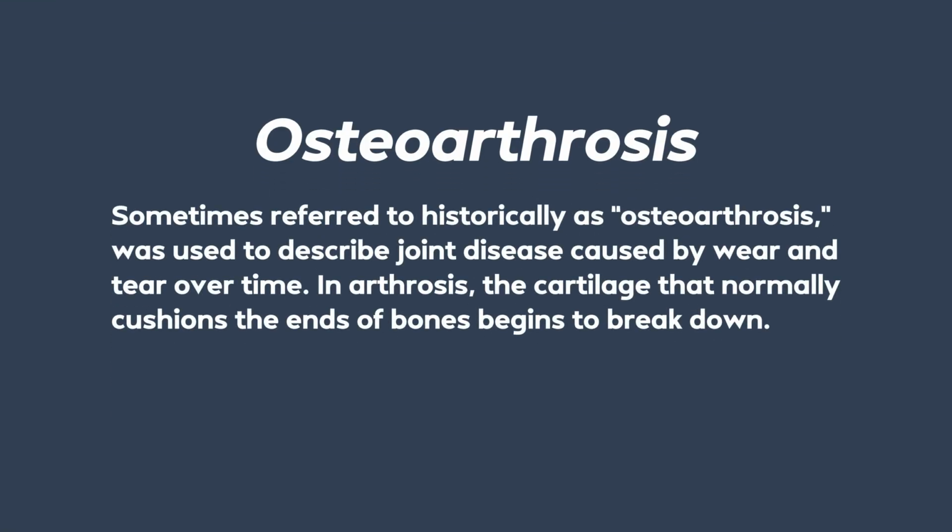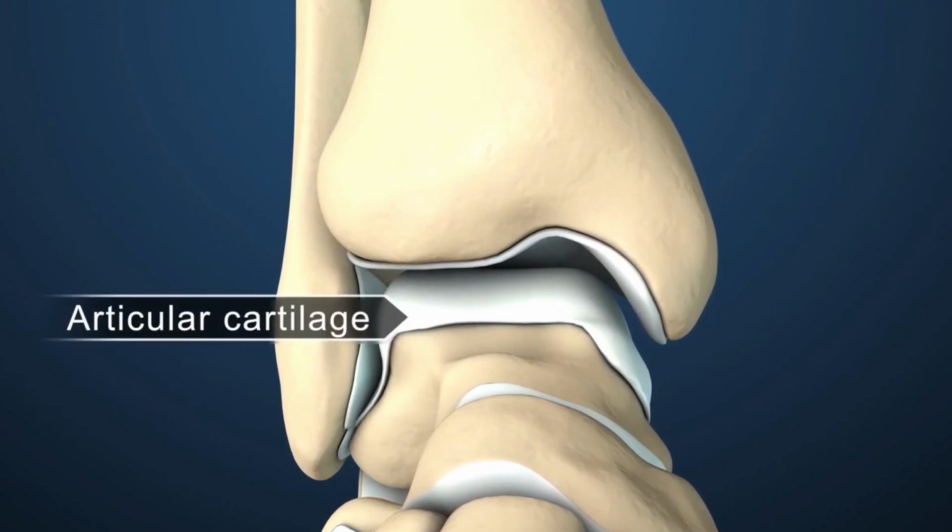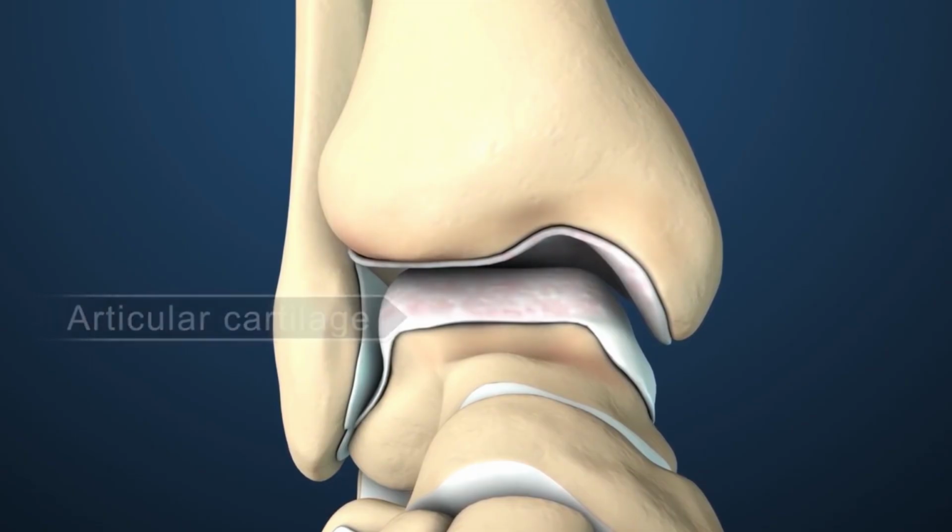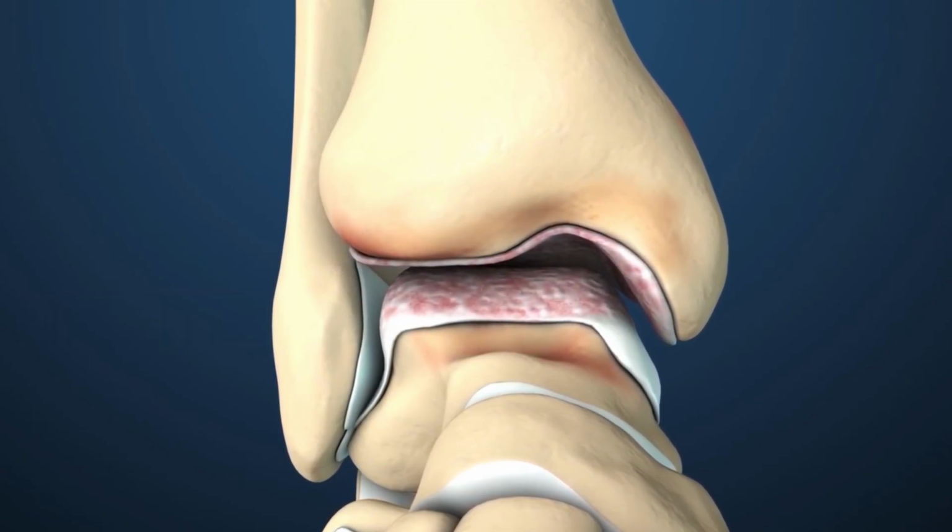Now, what is arthrosis? This is sometimes called osteoarthrosis, and it's an older medical term. It was historically used to describe degenerative joint disease, which means joint damage caused by wear and tear over time. In arthrosis, the cartilage that normally cushions the ends of the bones begins to break down. Cartilage acts like a smooth surface that allows bones to glide easily inside a joint. When it wears away, the bones rub together, which can cause pain, stiffness, and reduced motion.